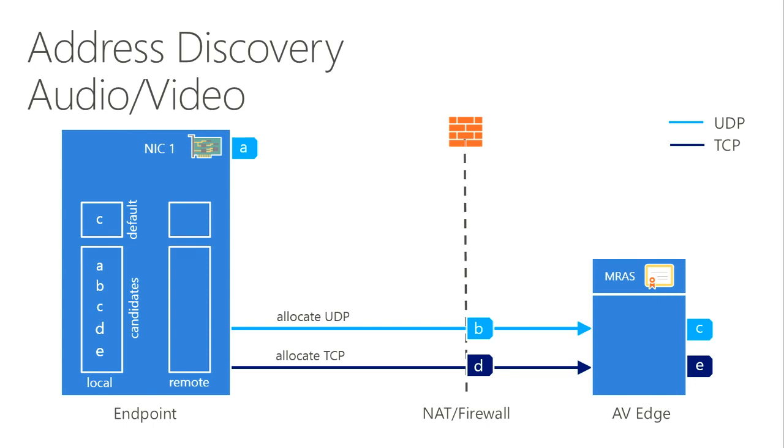We always prefer UDP. This is real-time communication. If we don't get a packet, please don't resend it. I'm not interested in that anymore. So UDP as a stateless protocol, much better. And all of that is true for audio-video.